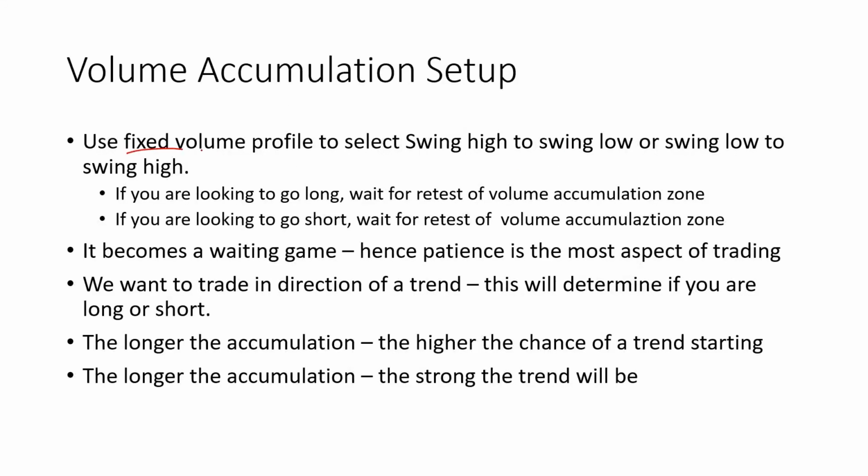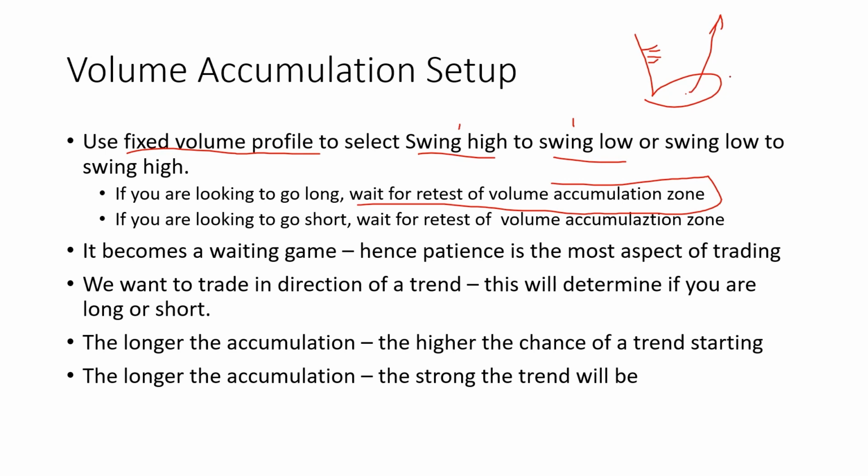We want to use the fixed volume profile to select the swing high and swing low. It doesn't really matter if it's swing high first or swing low first, so it's not like fibs. You can use either. If you're looking to go long, you want to wait for the retest of the volume accumulation zone. Meaning if we have a volume profile that looks like this, and we pop from here, and there are some volume nodes here, you want to wait for a node. Whether we come back here and retest, to take it long, this would be your entry here. So that's what this one means.